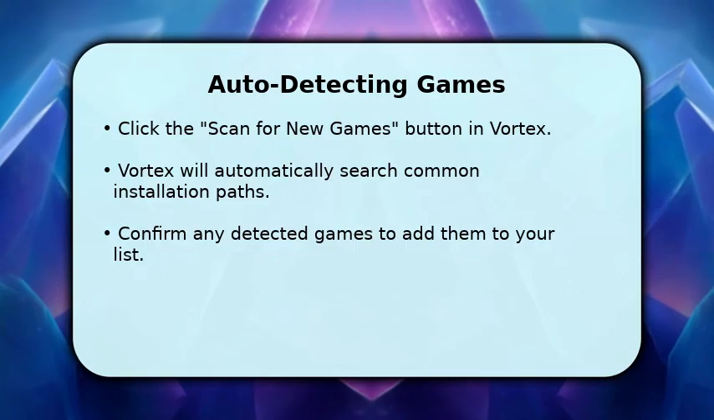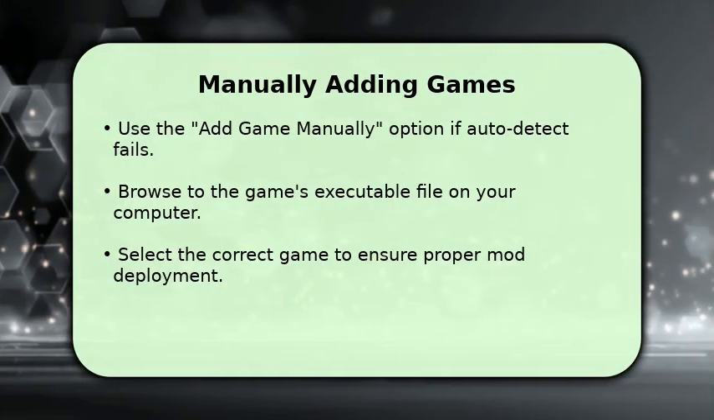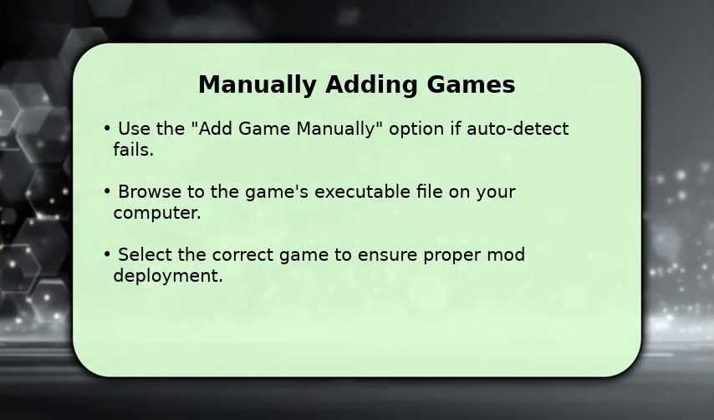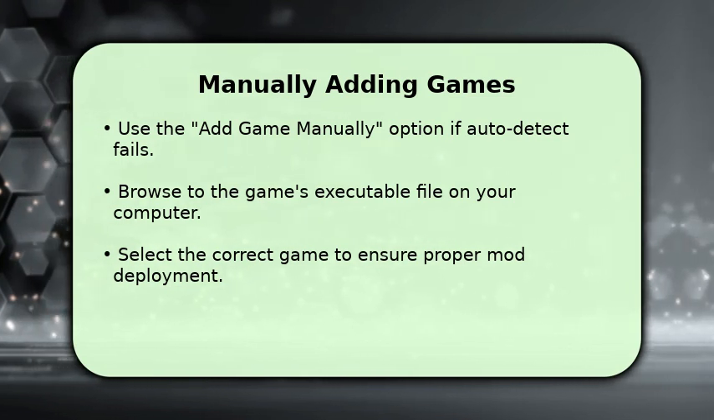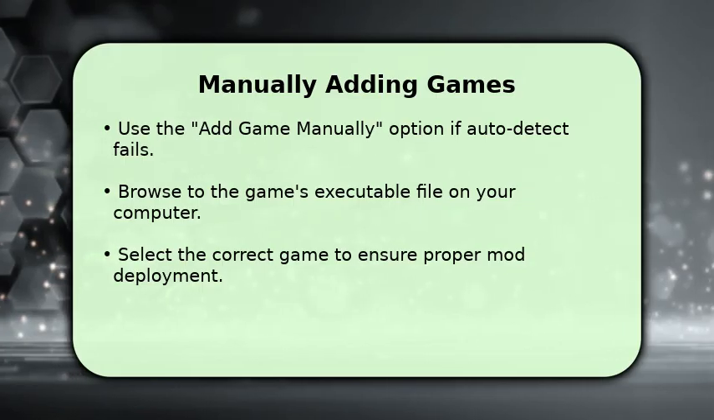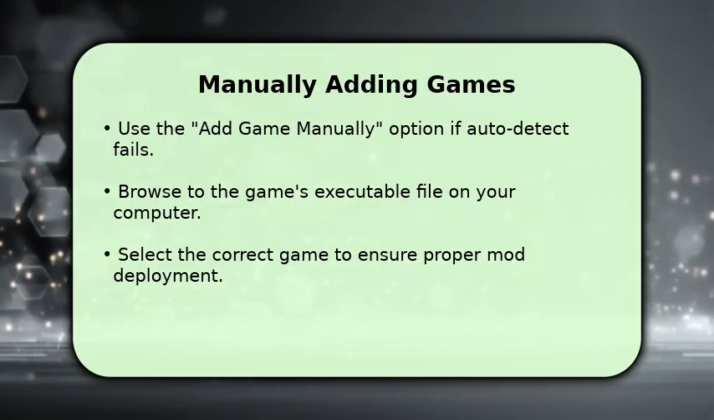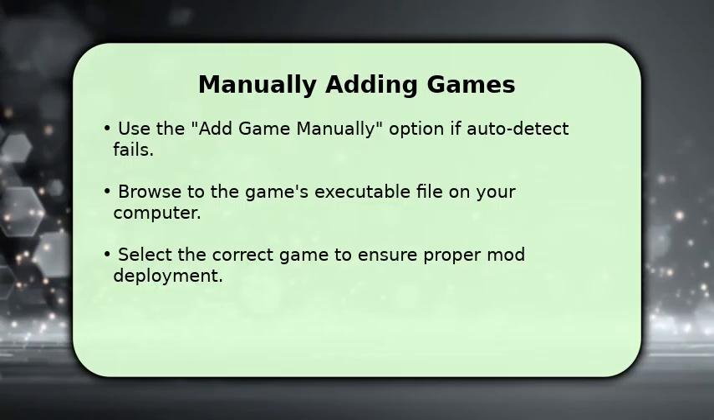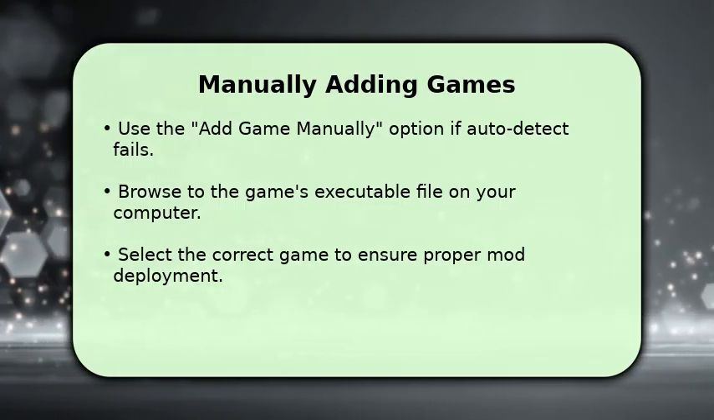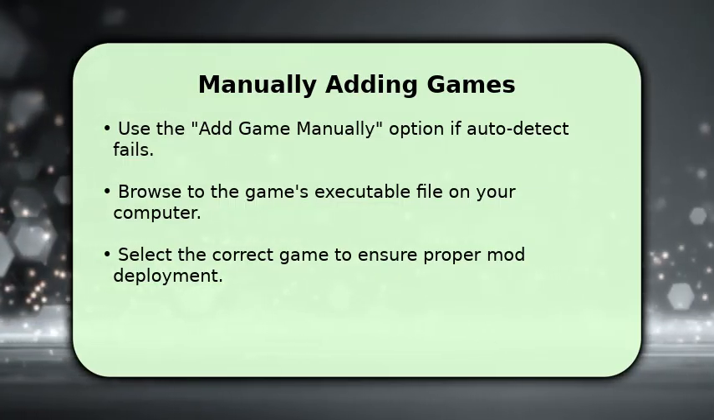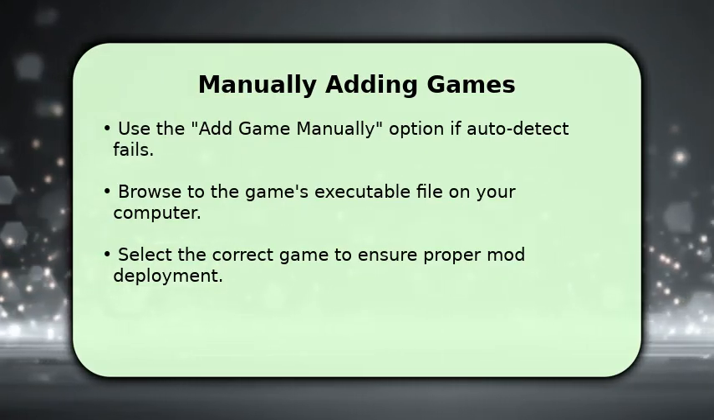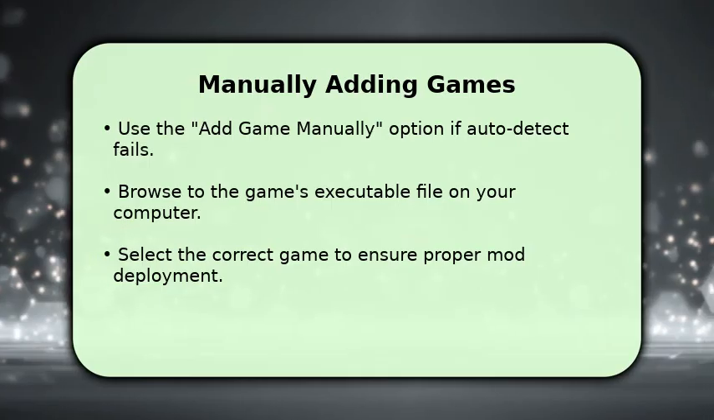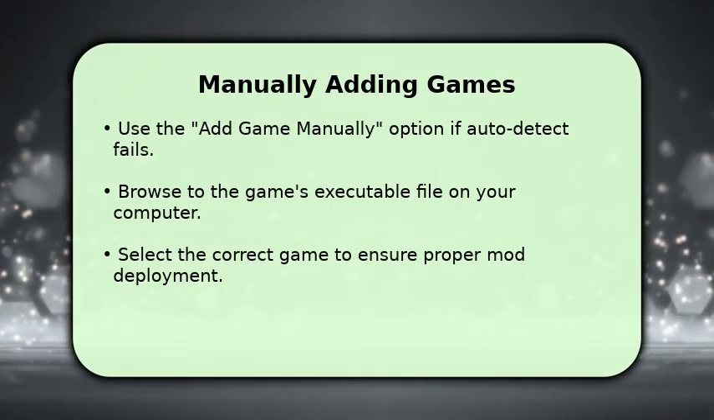your Vortex library. Sometimes, Vortex might not automatically detect a game, especially if it's from an unusual source or an older title. Don't worry, there's an easy manual option. Simply click the Add Game Manually button. This will open a file explorer, allowing you to navigate directly to your game's installation folder and select its main executable file. This ensures Vortex correctly identifies and prepares the game for modding.